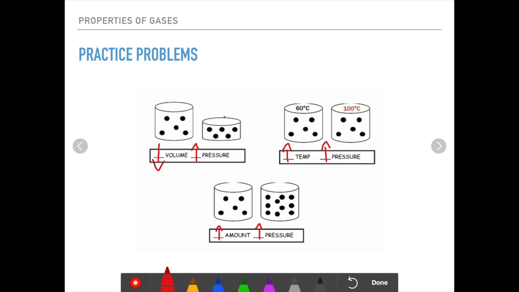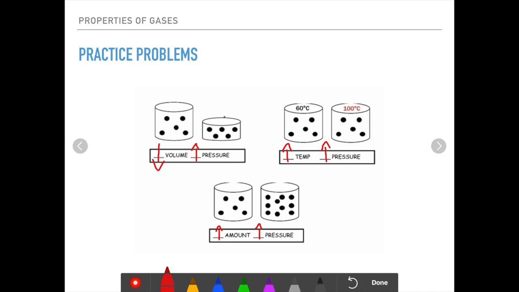The second one goes back to the idea that when you increase the temperature, as we see 60 degrees Celsius to 100 degrees Celsius, we are also increasing the kinetic energy. So when we are increasing kinetic energy, we are giving the molecules more reason to move around and bounce around. When these molecules are moving and bouncing around, they are hitting the walls of the container. So we can say that because these molecules are rapidly and quickly hitting the walls of the container, the pressure is going to be increased.